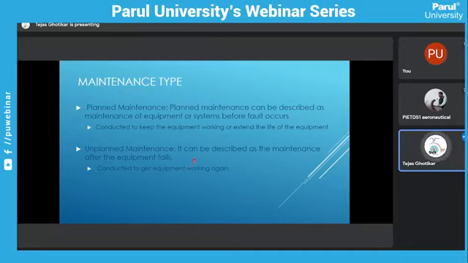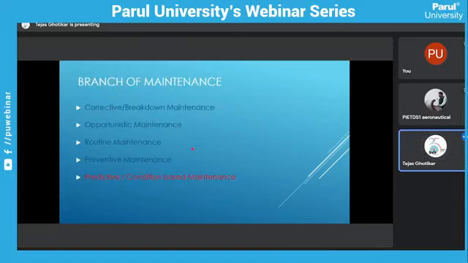In unplanned maintenance, we can consider, let's say, a wheel. There is a puncture in a tire. So that's an unplanned maintenance, because we won't be able to notice the puncture before the tires are flat, right? So that comes under unplanned maintenance.